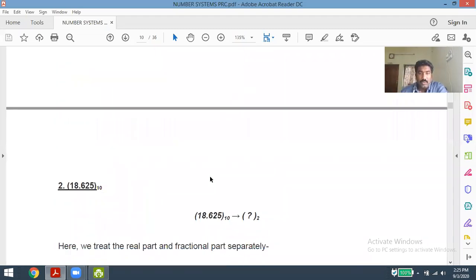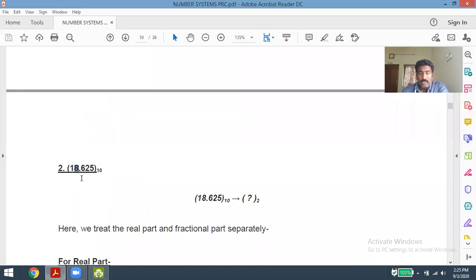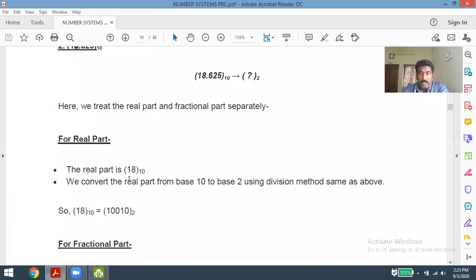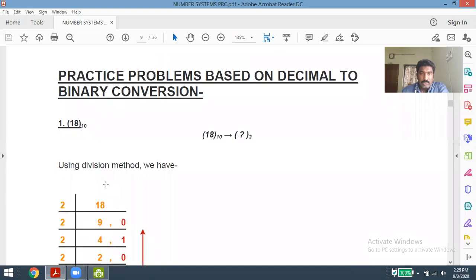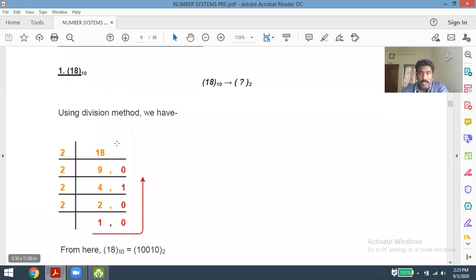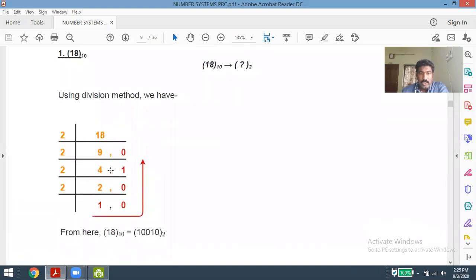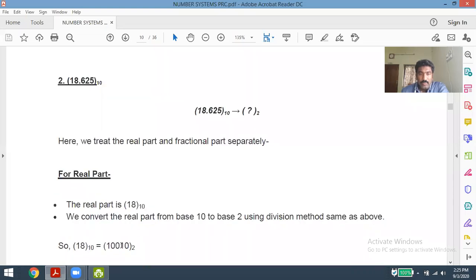For this we divide the problem into two steps, or two layers. First, take the real part, which is before the point, and do the division operation just like the above process. Here I'm using the same example, 18. Using the division operation, I get 10010 as the real part value, that is the value before the point. This is part 1.